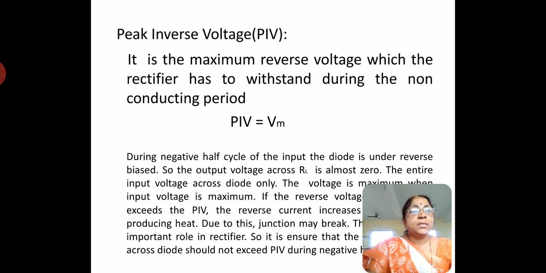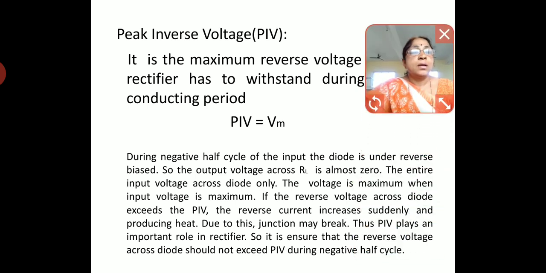Now let us see the peak inverse voltage. It is the maximum reverse voltage which the rectifier has to withstand during the non-conducting period. That is, when the diode becomes reverse biased, in the non-conducting period, the maximum reverse voltage is withstood by the diode itself. This is the peak inverse voltage, and it is equal to Vm for this full wave bridge rectifier.